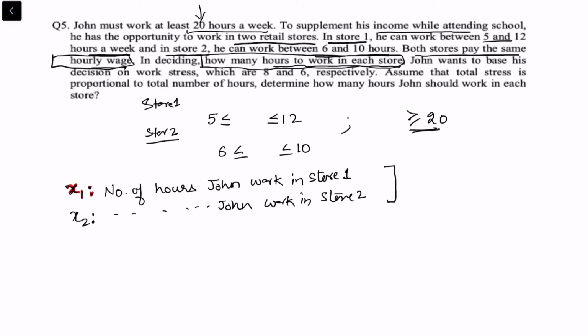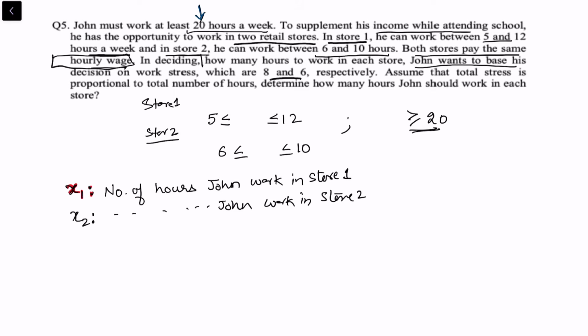So the question is that the person still has to decide how many hours to work in each store, which means initially we need to take these two as different decision variables. This number may be different: John may be working 10 hours here and 10 hours here, or 15 hours here and 5 here, considering that he has to work at least 20 hours, or any criteria like 20 hours working here and then 5 hours working here. That's a secondary question while we search for the optimal solution. But currently we are simply interested in the formulation. Let's move forward. John wants to base his decision on work stress.